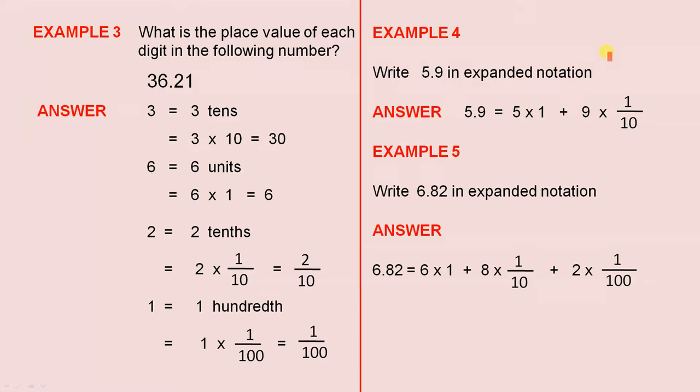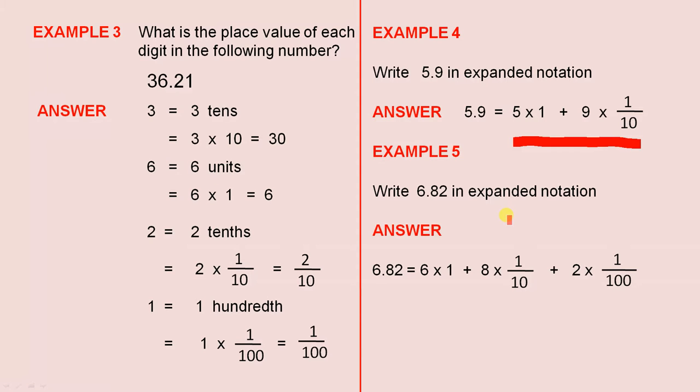Example 4. Write 5.9 in expanded notation. Now 5 is in the units column, so it's actually 5 times 1. The 9 is in the tenth column, so it's 9 times 1/10. So that's actually expanded notation. That is how you expand that decimal, that number with the decimal point in it.